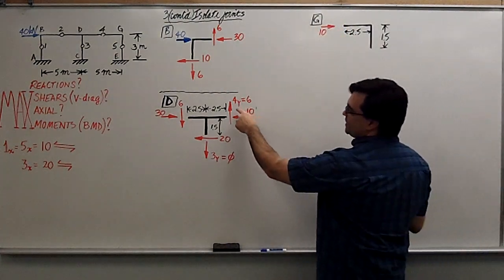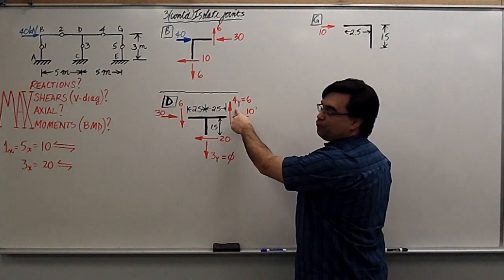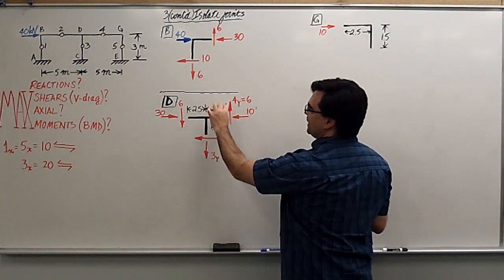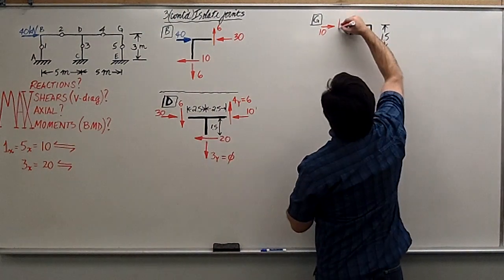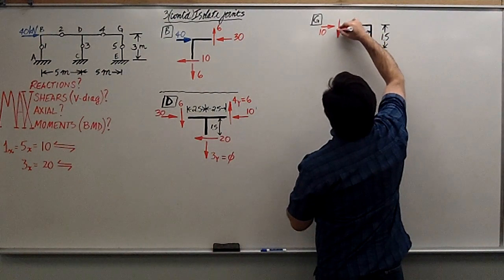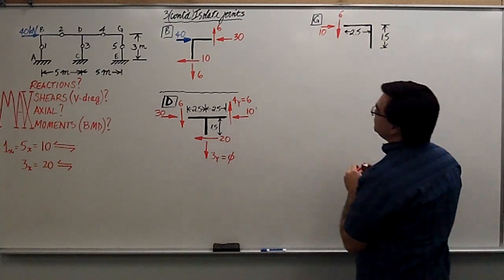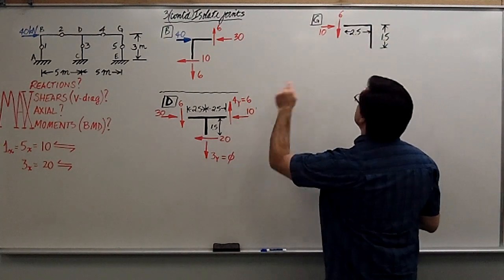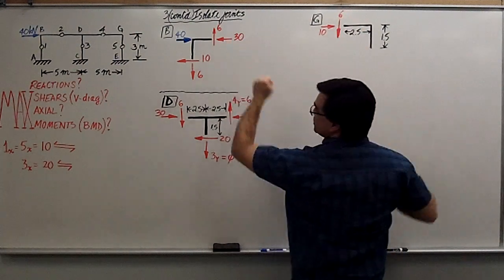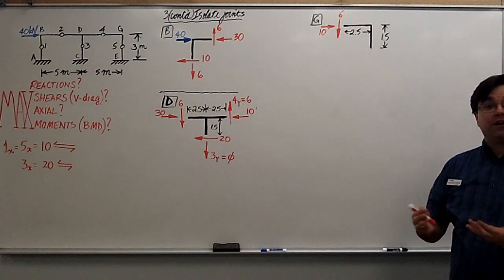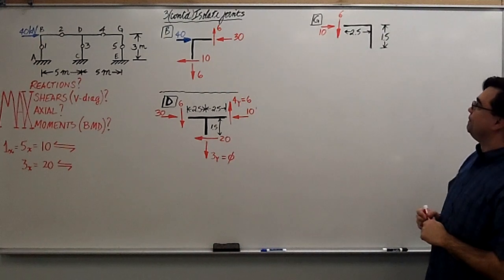And if here we have a 6 shear force that is trying to cause a counterclockwise rotation, here we need the same thing. Right? You see how this 6 and that 6 cause counterclockwise rotations, right? Regardless of what end you're looking at from.